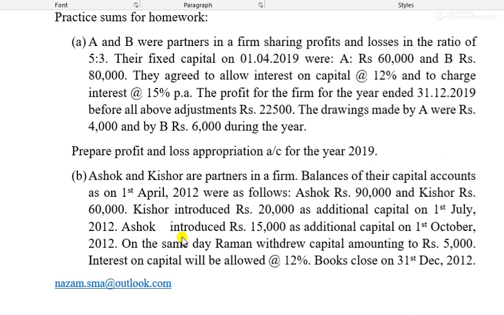Okay, so let me give a brief about the sum. This is a profit and loss appropriation problem, and this is a problem of interest on capital. Both are quite easy. I hope you all will be able to do it.